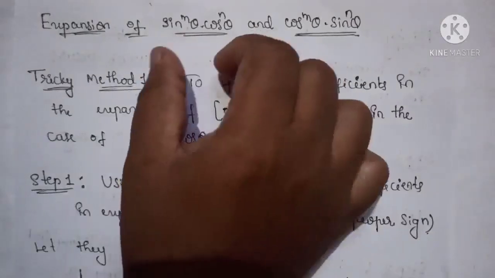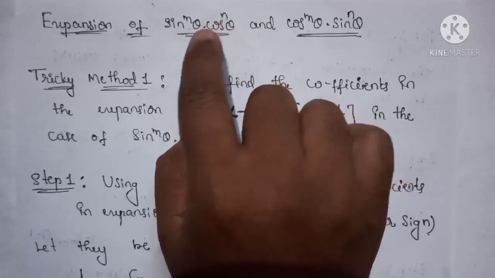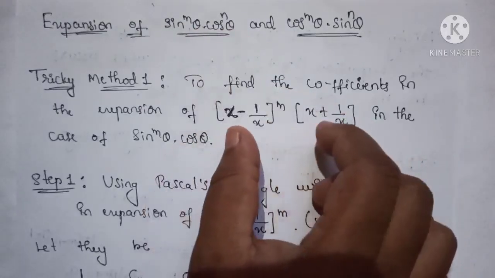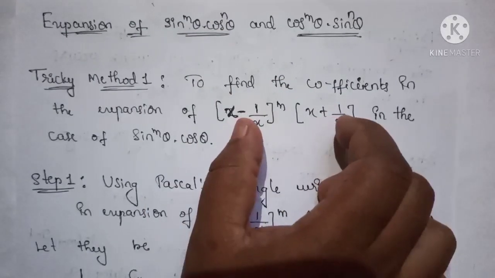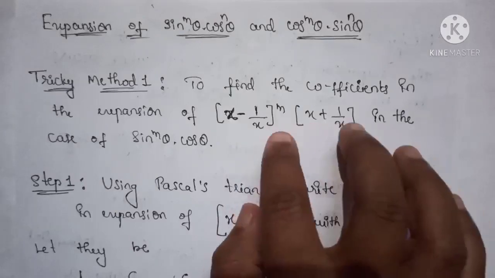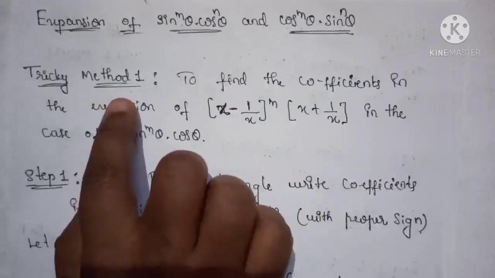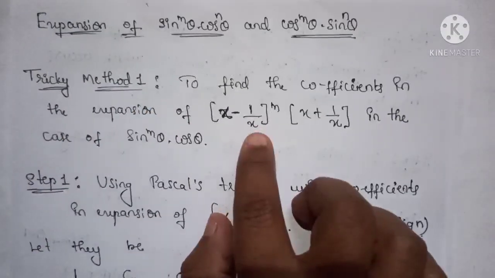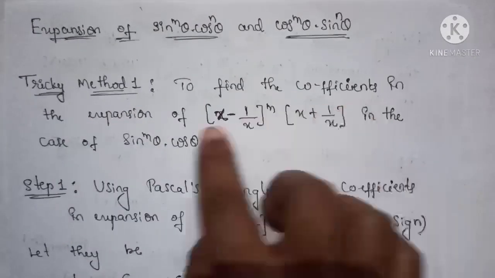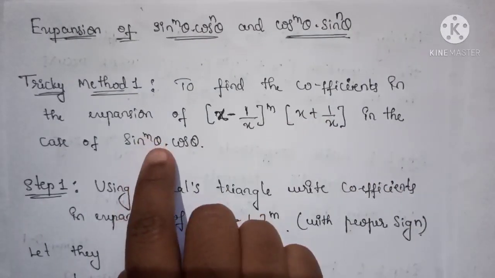Here we have separately expanded sin^m theta and cos^n theta. Here they are in the product form. If they are in the product form, then we have to consider both terms. We don't need to multiply these two to get the coefficient. Here we use a tricky method. By using this trick we can directly get the coefficients of the binomial expansion, which is of the form sin^m theta and cos theta.